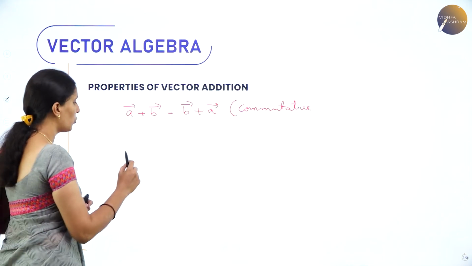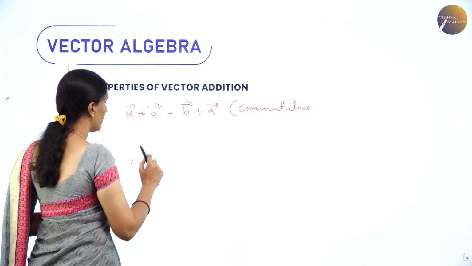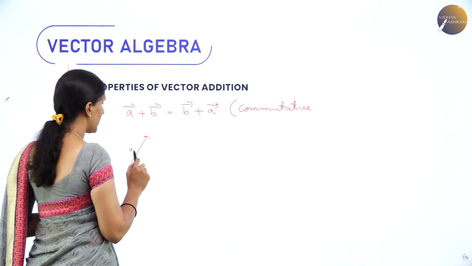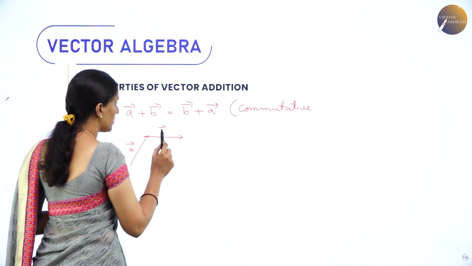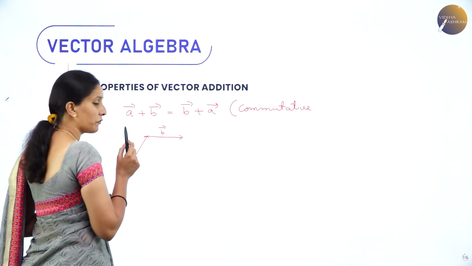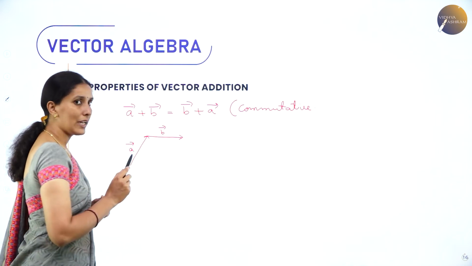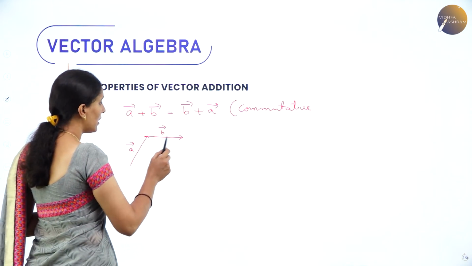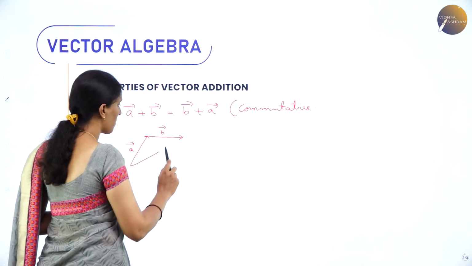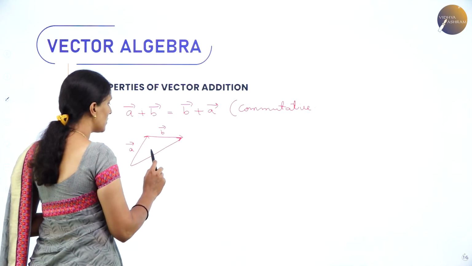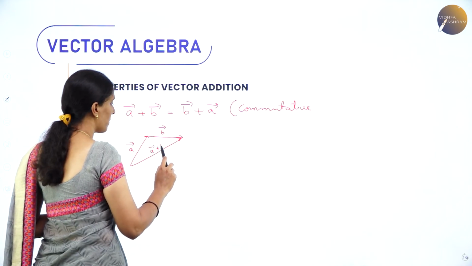Now, let me take two vectors. This is vector A and this is vector B. The terminal point of one vector has to coincide with the initial point of the second vector. Then what is the sum of these two vectors? This one. So this is your vector A plus B.